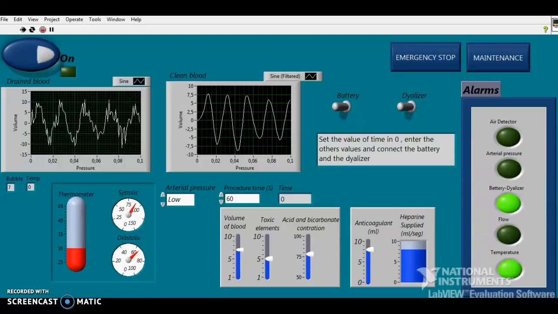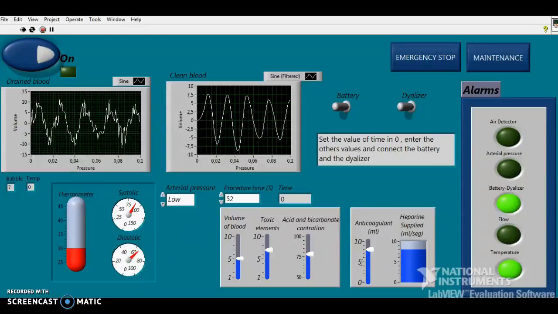Okay, in this part we can see the simulation of a hemodialysis machine. You can control procedure times, volume of blood, toxic elements, and anticoagulant. Heparin is an anticoagulant.